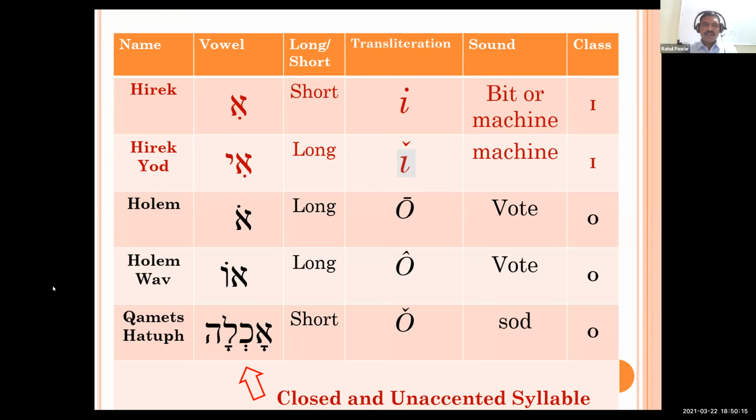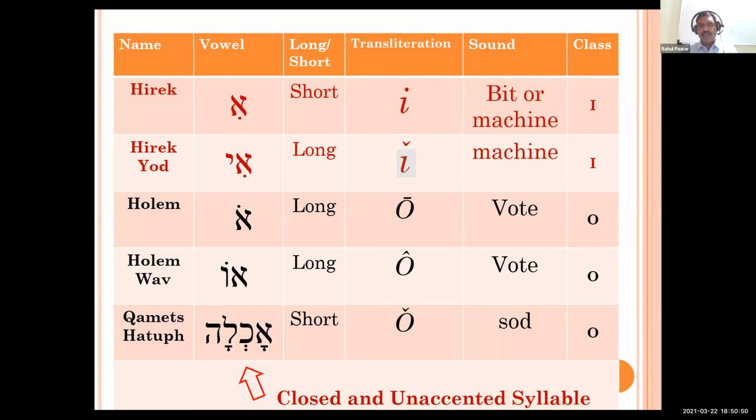Now, this is the consonant which is involved. Wow is the consonant, and over wow there is a dot, and that is called holum wow. Aleph, you can consider it or not; forget about it. Whenever you find a dot over a wow, that gives a long O class vowel.